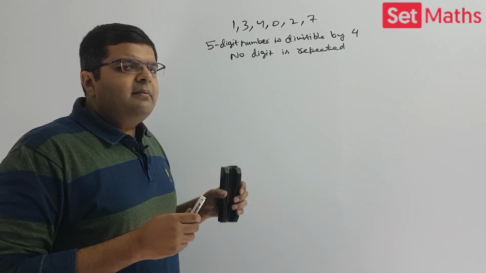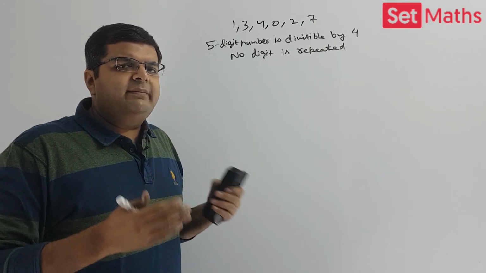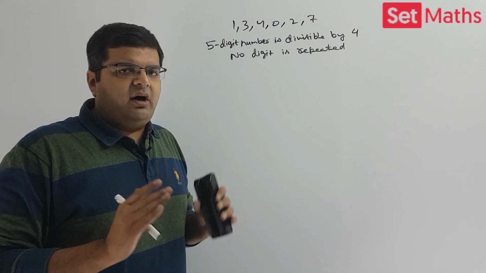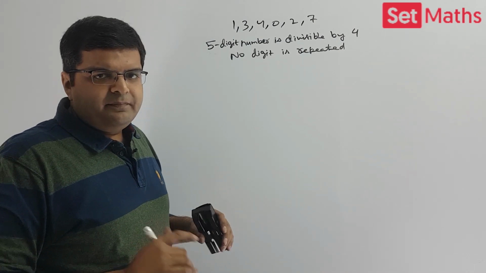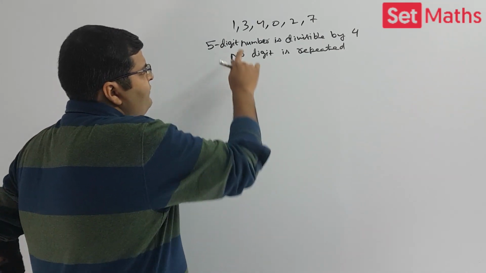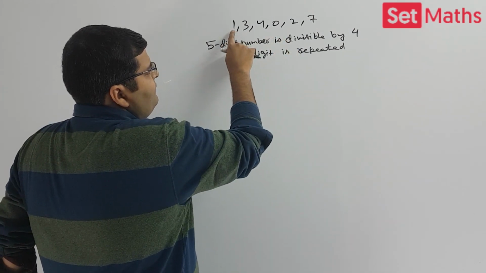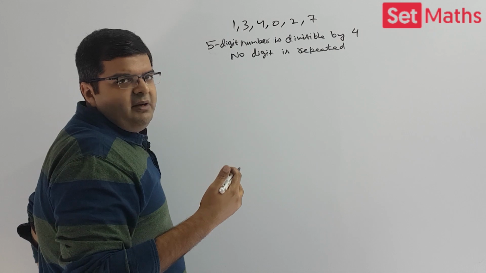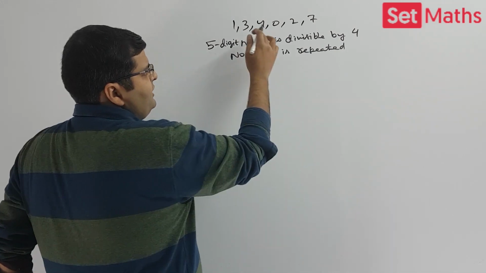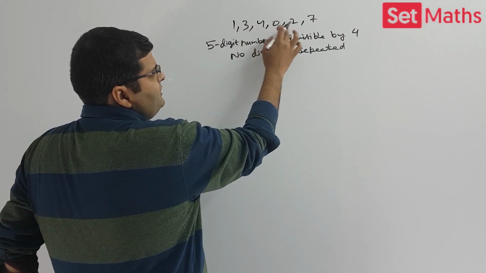Okay, so when a number is divisible by 4, what it means is that the last 2 digits of the number are divisible by 4. Now if I write the last 2 digits that are divisible by 4, first of all, it has to be even. So the number has to end with either 4, 0 or 2.